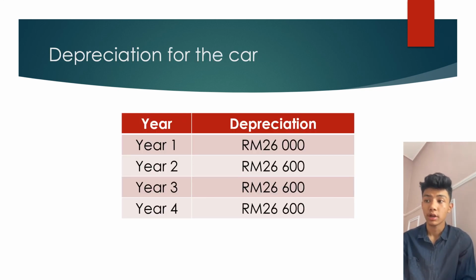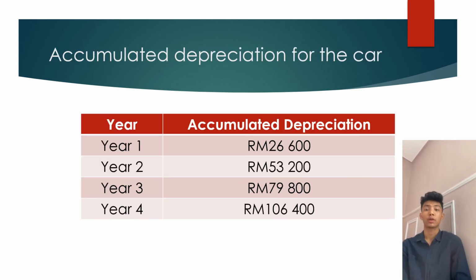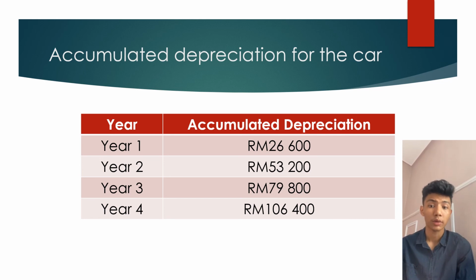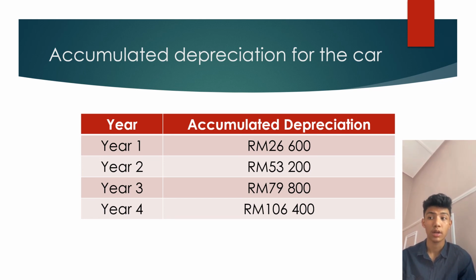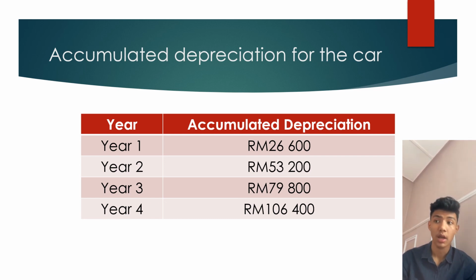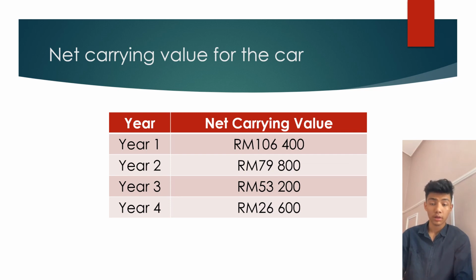On depreciation, we get year 1 26,600 and year 2 26,600, and year 3 and year 4 are the same amount. Accumulated depreciation we get at year 1 26,600 and year 2 53,200 and year 3 79,800 and year 4 106,400.